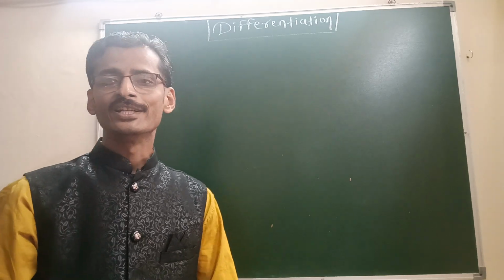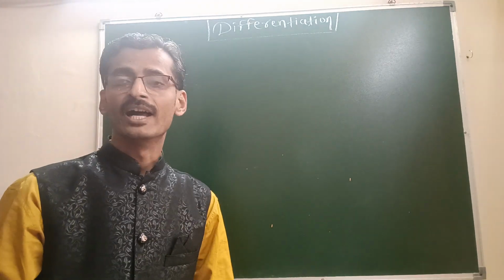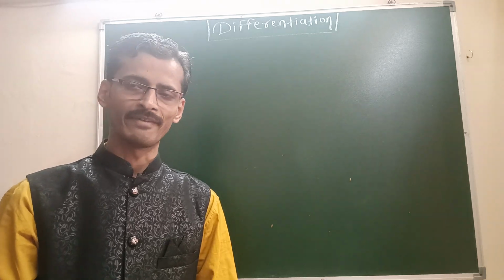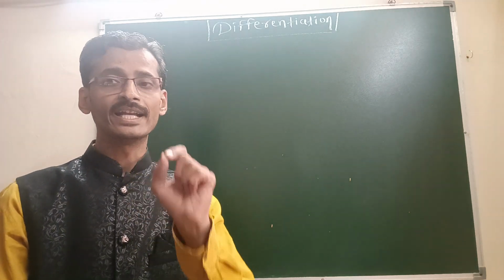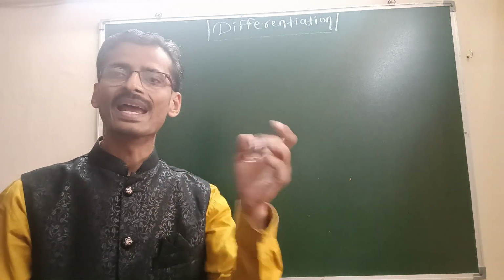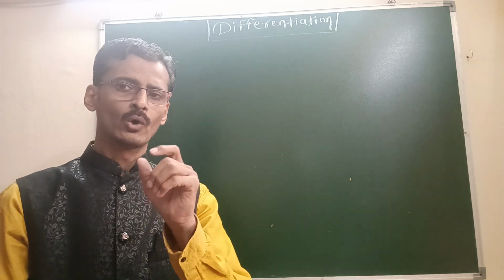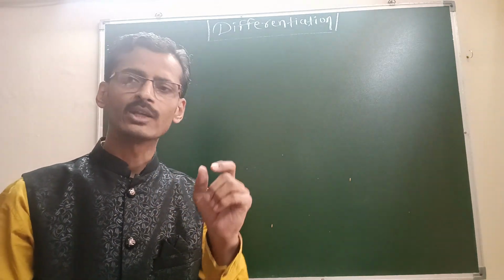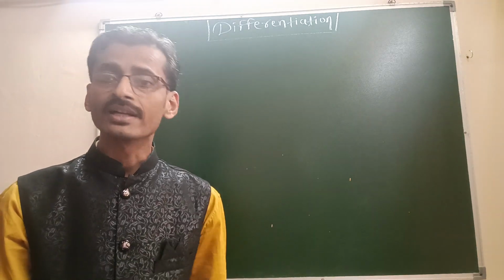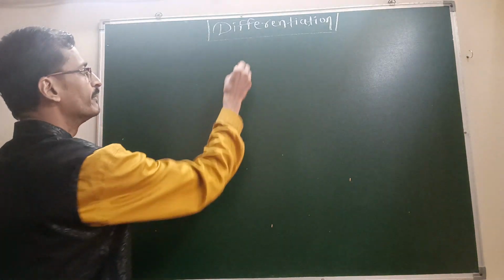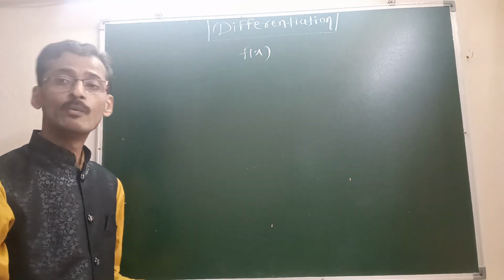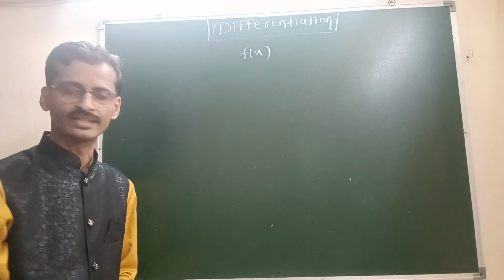Hello, let us see today differentiation. Now we know how to find the derivative of a given function f(x). It is what? It is the rate of change of function f(x) with respect to x. Like velocity. We know that velocity is the rate of change of displacement with respect to what? Time. So here if function f(x) is given, then how do we find the derivative of that function?